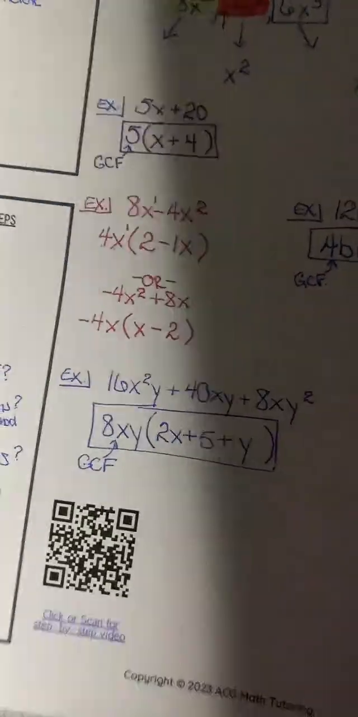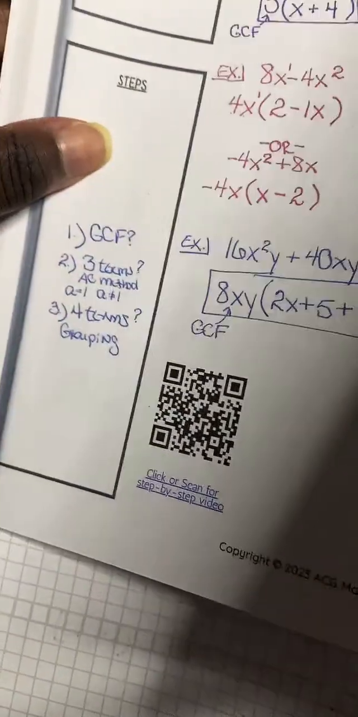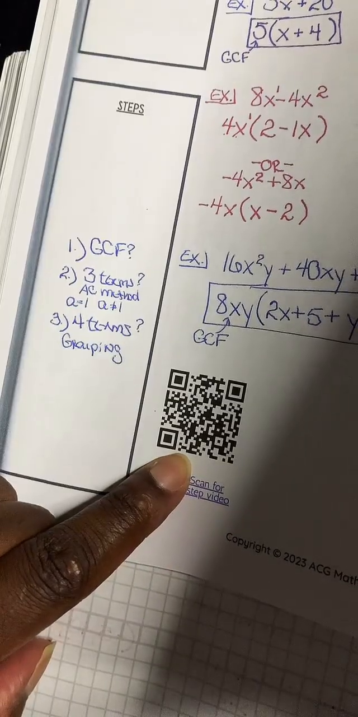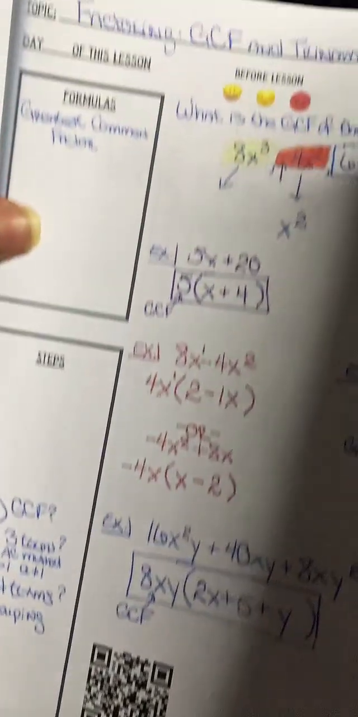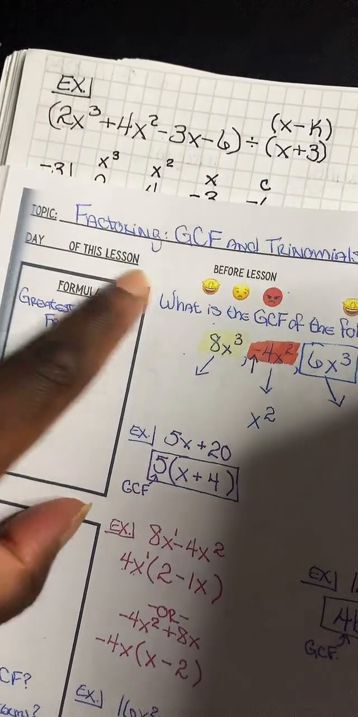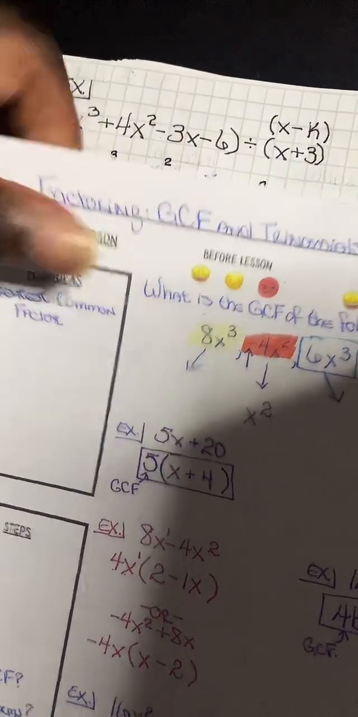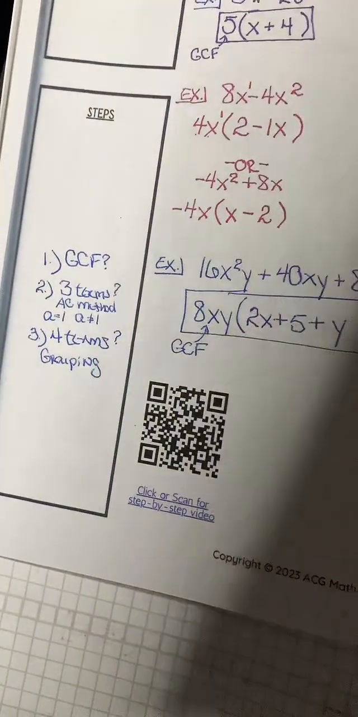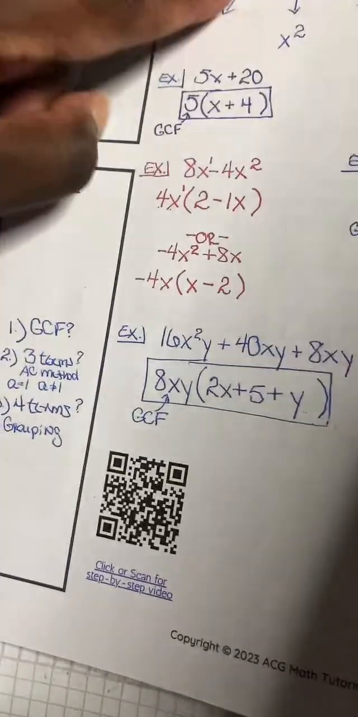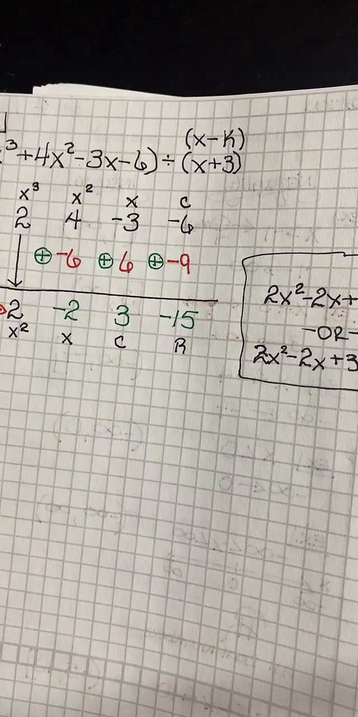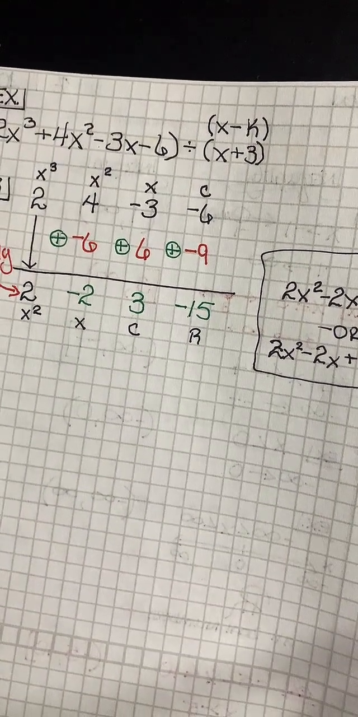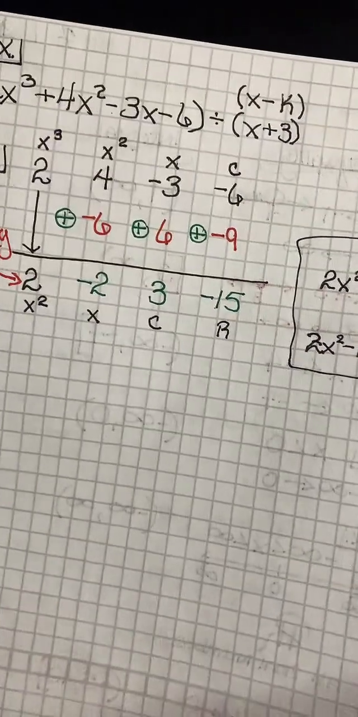Now, here's the thing. If you notice, most of my stuff has a QR code. If you scan this QR code, it will take you to the exact live that is connected to this page. In this case, it's factoring the GCF and trinomials. So if you just scan that with your phone, you can watch the live and follow along with the notes. It's great for homeschool parents, for teachers for remediation, and for anybody that's trying to do enrichment or remediation.